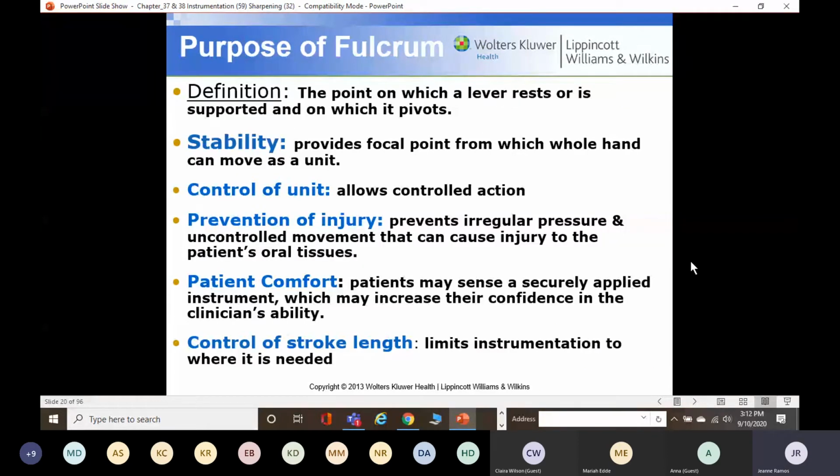So the definition of a fulcrum is the point on which a lever rests or is supported and on which it pivots. Stability: a fulcrum provides a focal point from which the whole hand and unit can move. It allows controlled action and prevents irregular pressure and injury to the patient's oral tissues. The patient may sense a securely applied instrument, which may increase their confidence in your ability, and it limits instrumentation to where it's needed, once again.